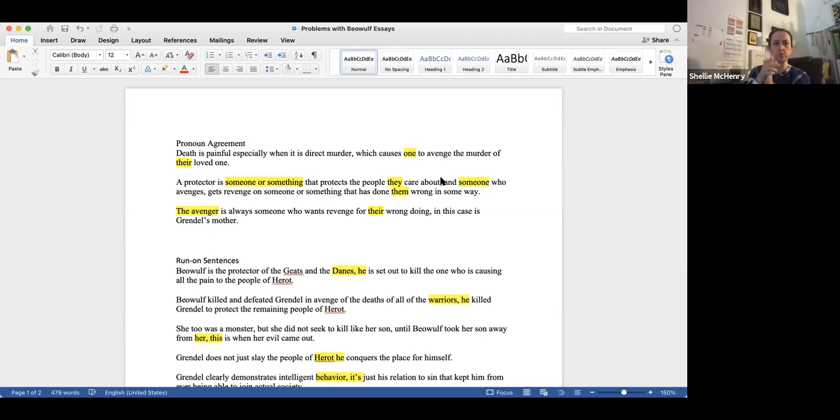Death is painful, especially when it is direct murder, which causes one to avenge the murder of their loved ones. So we have the pronouns one and their. It's problematic because one is singular and their is plural. So we cannot have a plural pronoun and a singular antecedent. So one or the other needs to change. So in this case, we could say, which causes family members to avenge the murders of their loved ones. And that would make it agree.